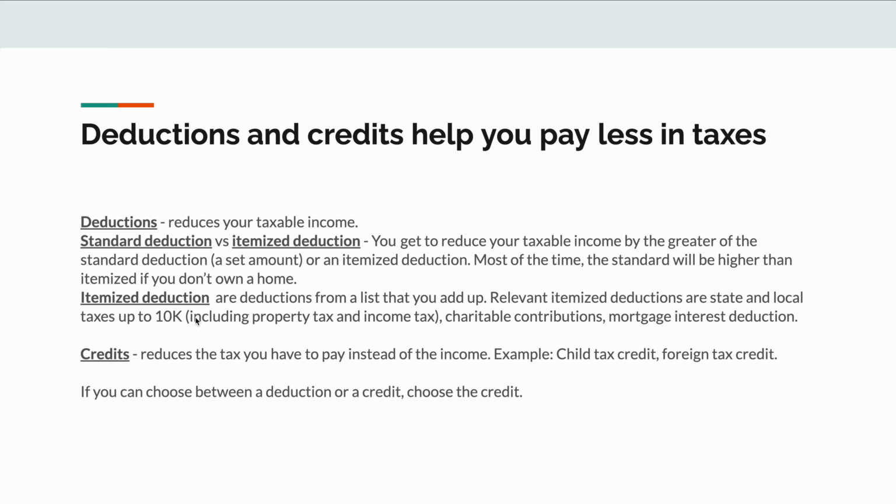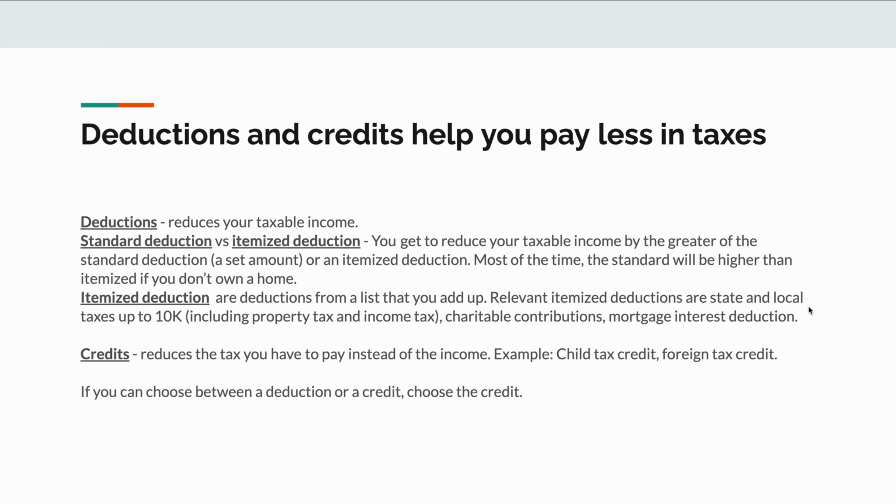So I think the standard deduction was around $12,000, $13,000 maybe recently. And if you're looking at your itemized deductions, what are you actually adding up? It's basically a list of deductions that you can add up, and if that's greater than your standard, then you would use that. So what are you itemizing here?